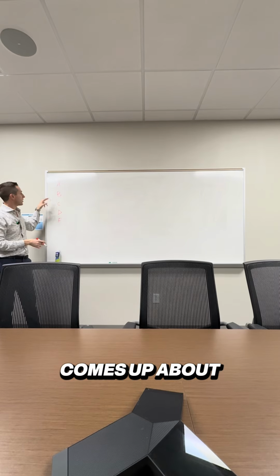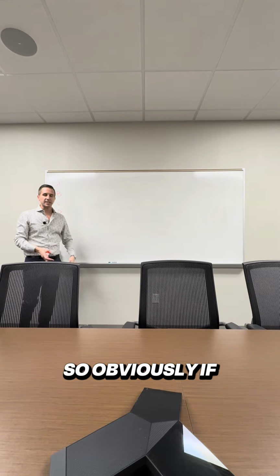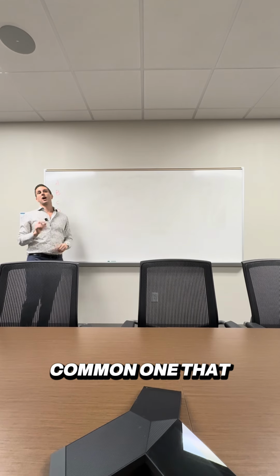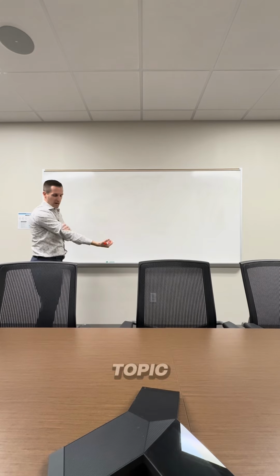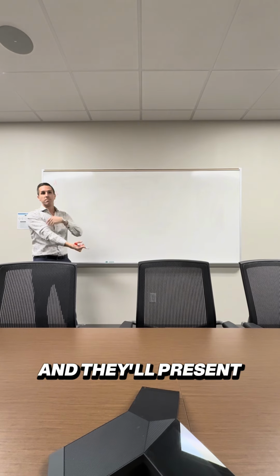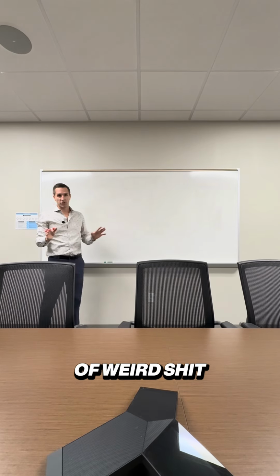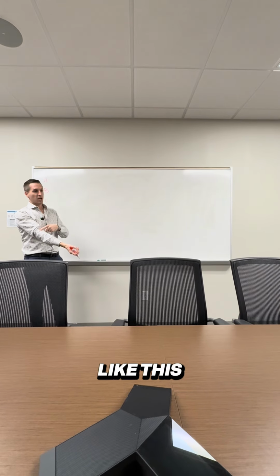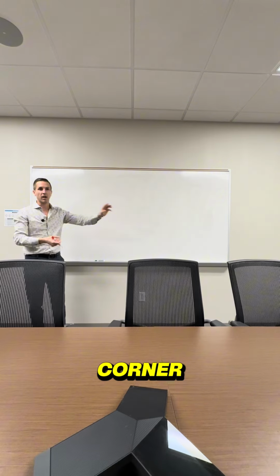Now, the question comes up about which do you do first, especially for those that are in the field. So obviously, if someone has external hemorrhage, you can put your finger on it. A common one that we see all the time are fistulas. A patient will have an arteriovenous fistula for dialysis, and they'll present bleeding, like really bleeding. And everyone is freaking out, when literally, what do you have to do? Put your finger on it, like this. Don't wrap the patient in dressings and towels and put them in the corner. Put your finger on it.